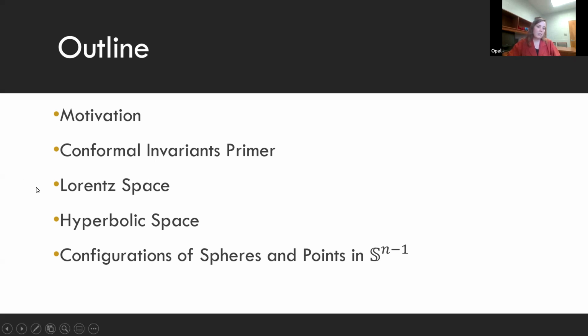Then we're going to move to the context of Lorentz space, and that's where we'll do the work with objects, the vectors and subspaces that correspond to the objects that we're interested in, spheres and points. We'll come up with a rigidity statement there that translates easily to a rigidity statement in hyperbolic space. And from there, automatically we'll get a statement for configurations of spheres and points in the n-1 sphere.